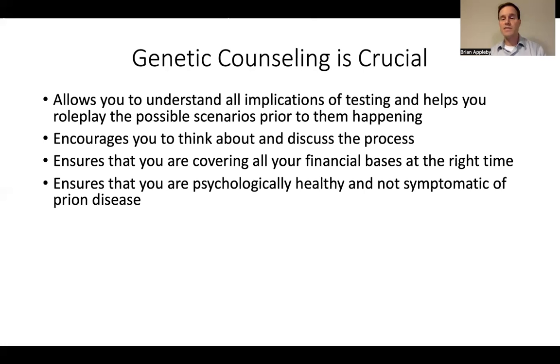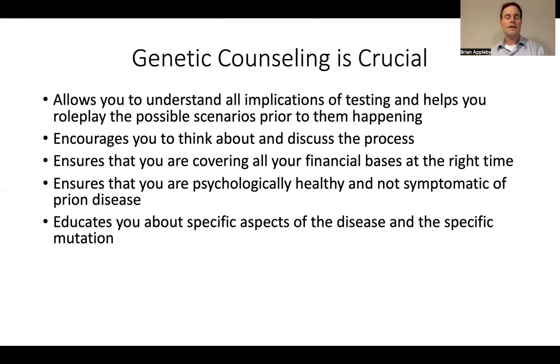It ensures that you're psychologically healthy and that it's the right time for you to receive the results, but also they need to determine whether or not the patient is symptomatic of prion disease. So it's not uncommon, especially in other neurodegenerative illnesses, for people to actually seek out genetic testing because maybe they're having subtle symptoms of the illness. Genetic counseling can also help you educate about specific aspects of the disease and, very importantly, about the specific mutation that's being tested for. And we'll talk about that later.